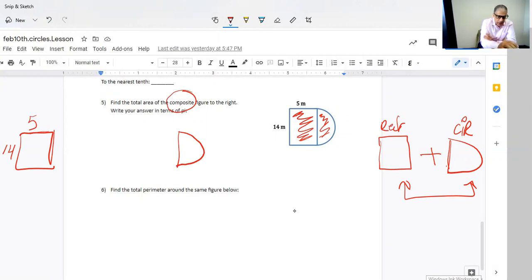This one is easy. The area is just multiply the sides together, length and width. Doesn't matter which one you call length, which one you call width. So it's just 5 times 14, all right? So that's not a problem. This one here, I need to find the area.